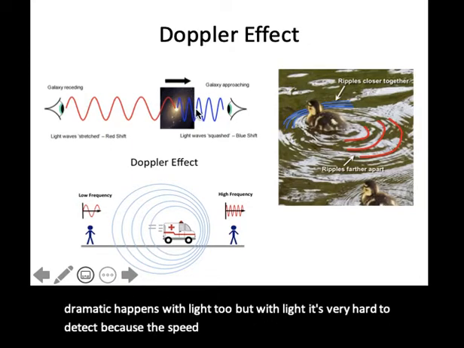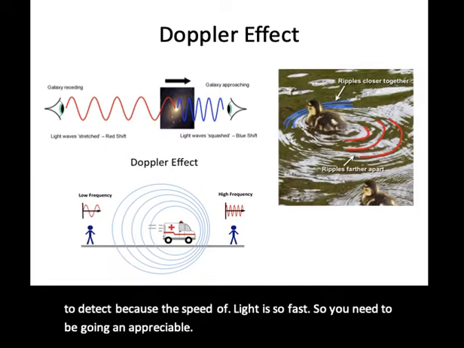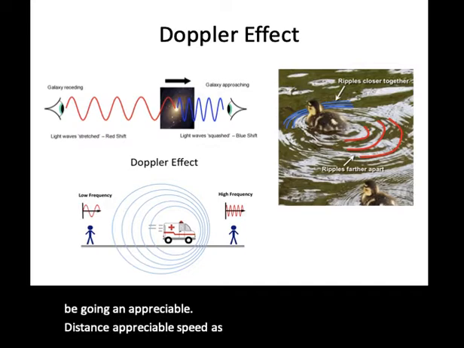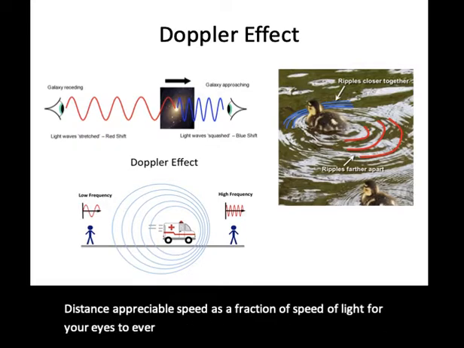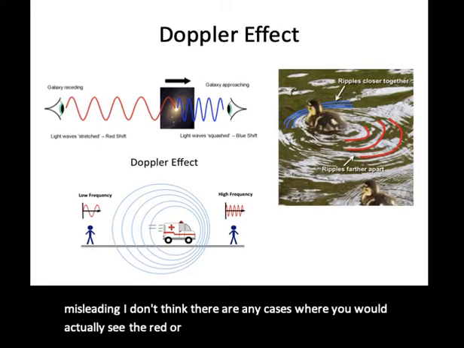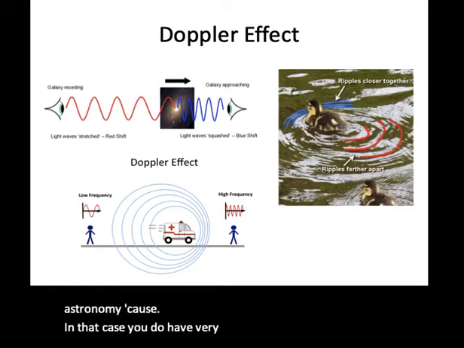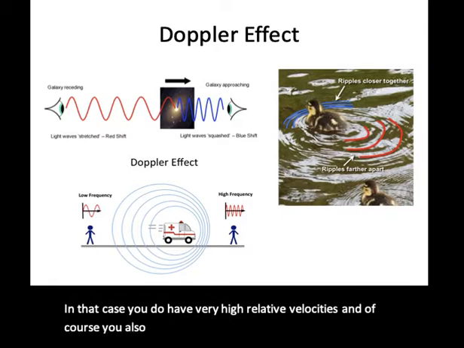Happens with light too, but with light it's very hard to detect because the speed of light is so fast. So you need to be going an appreciable speed as a fraction of the speed of light for your eyes to ever be able to detect it. And so this picture is a little misleading. I don't think there are any cases where you would actually see the red or blue shift, but it's used often in astronomy because in that case you do have very high relative velocities, and of course you also have scientific equipment that can do it.